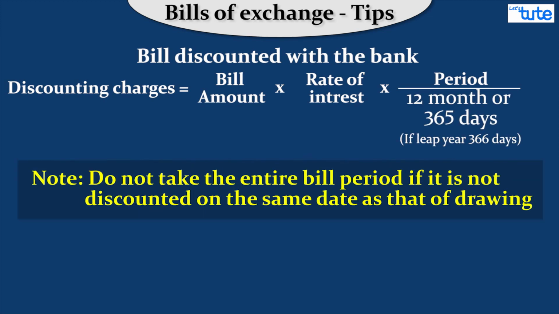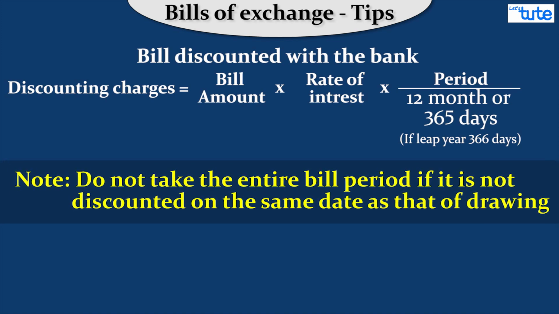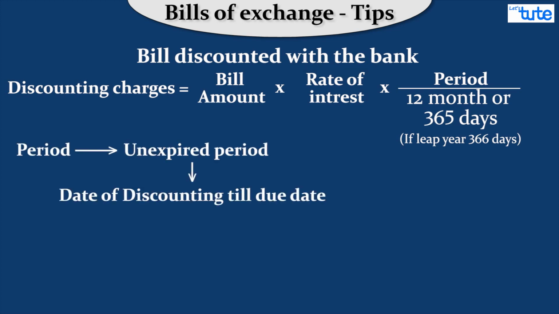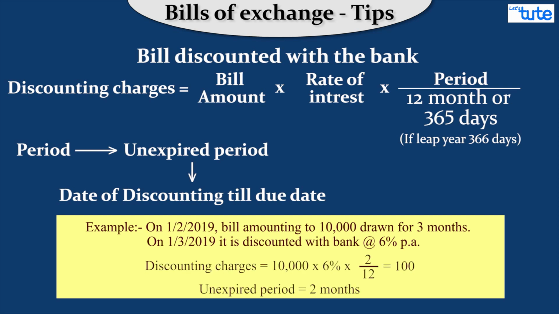Over here, do not take the entire bill period if it is not discounted on the same date as that of drawing. Discounting charges will be calculated on the bill amount at specified interest rate for unexpired period, that is from the date of discounting till the due date of the bill. So if the bill is drawn for 3 months and it is discounted after 1 month, then do not take 3 months. Rather, the discounting charges will be calculated only for remaining 2 months.